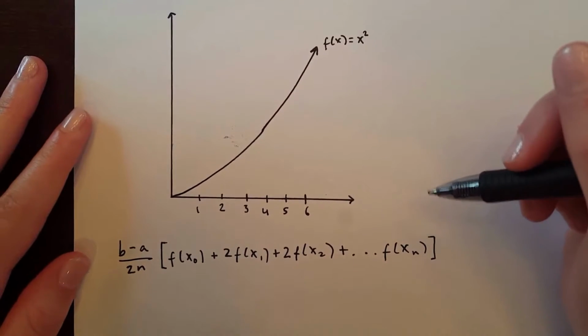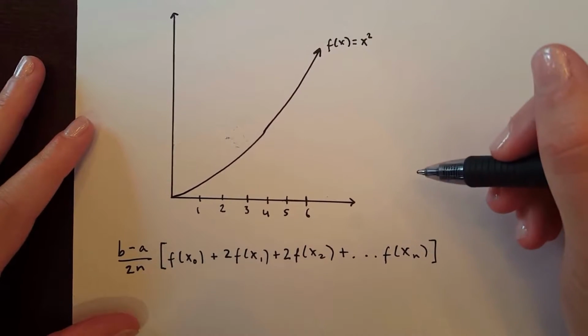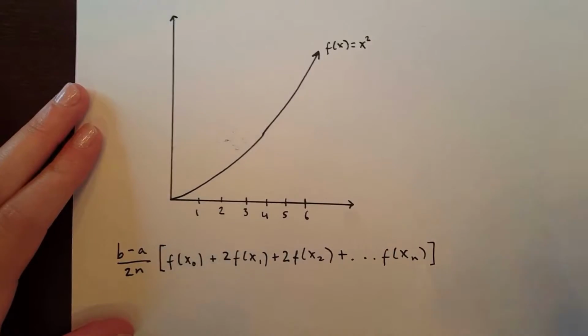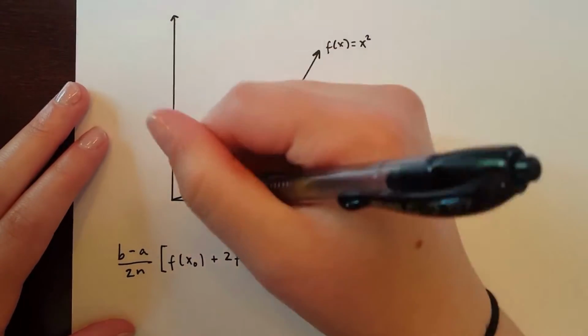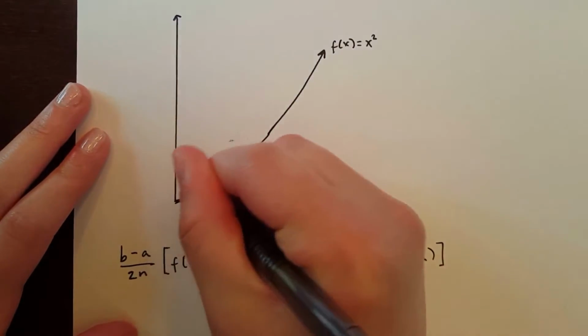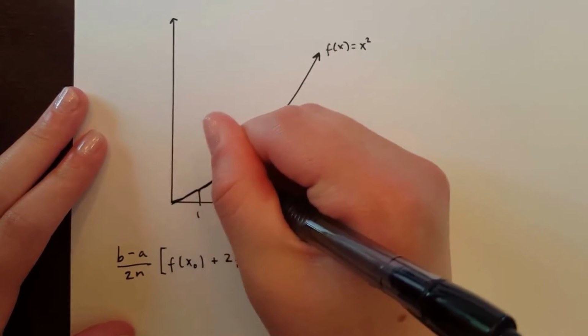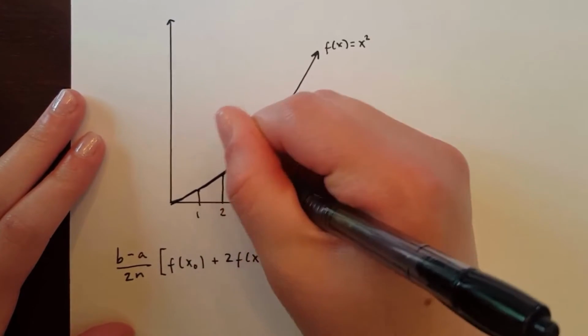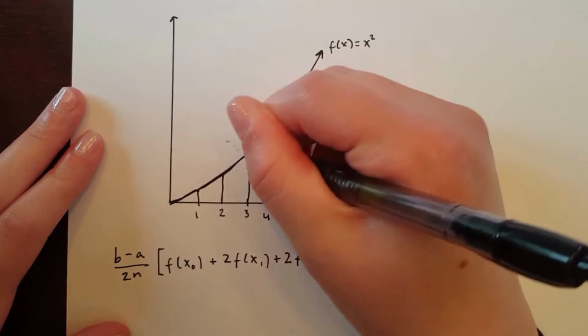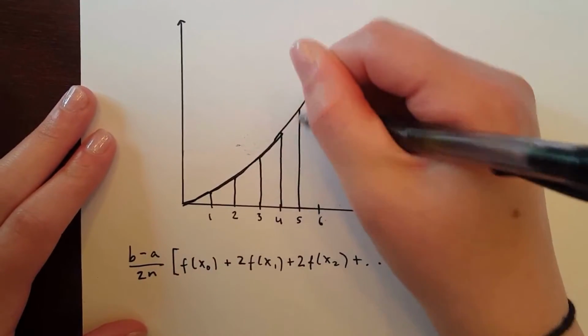So we're going to use the trapezoidal rule to approximate the area under the graph of x squared. So you don't always have to do this, but it's helpful if you draw it out to have a visual. So you draw out your trapezoids. See how it's much more accurate than the rectangles with the Riemann sums.